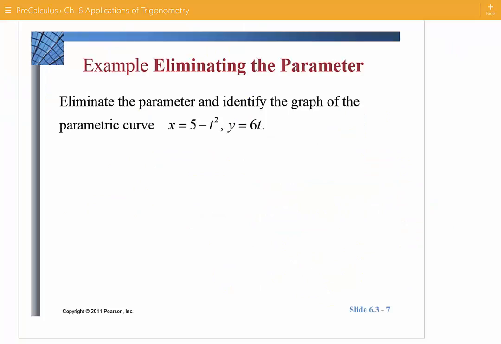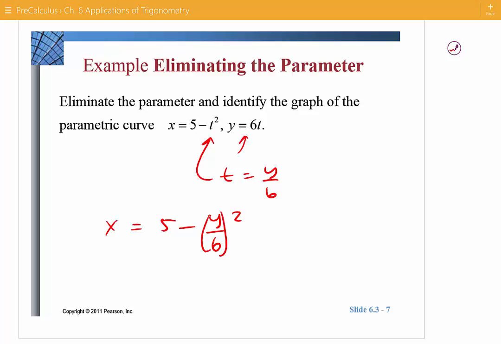Okay, so I'll do one more example of eliminating the parameter here. To eliminate the parameter, you just solve one of these for t. So pick whatever one you want. I usually pick the easiest one, which in this case is y. That means t equals y divided by 6 if I solve for t, and then plug this in. So that means x equals 5 minus (y over 6) squared. And I've eliminated the parameter.